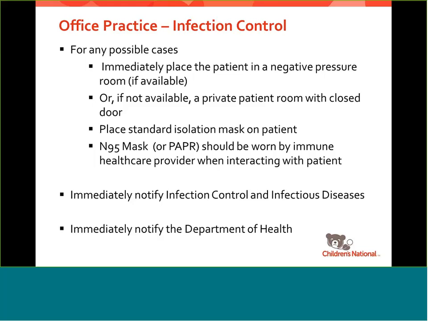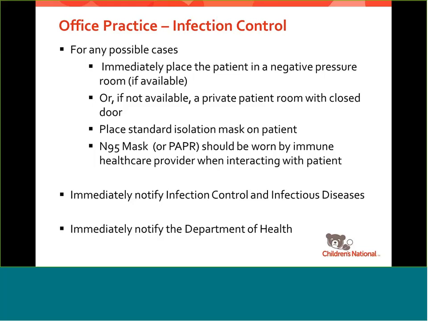So for all possible cases that come to you, what we want you to do is to immediately place the patient in a negative pressure room if it's available. If that's not available, put them in a room with a closed door. Place a standard isolation mask immediately on the patient, and then an N95 mask or a PAPR should be worn by an immune healthcare provider when interacting with the patient.